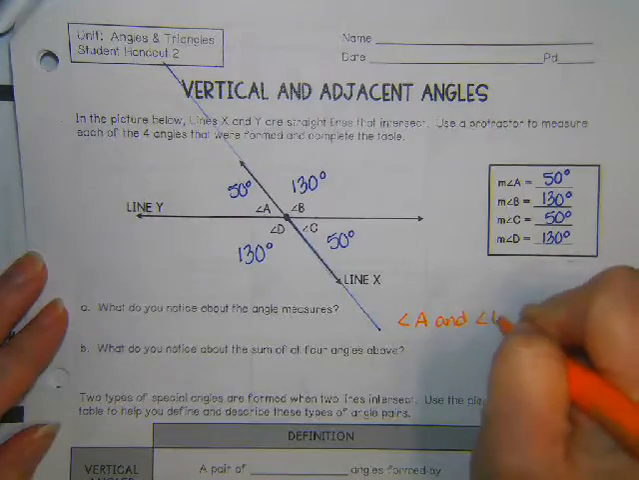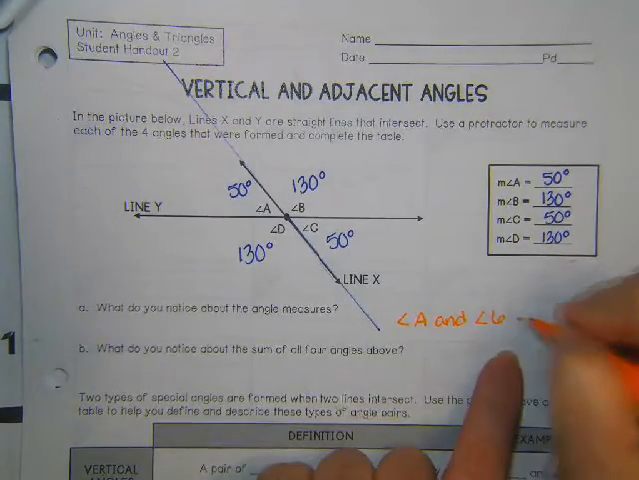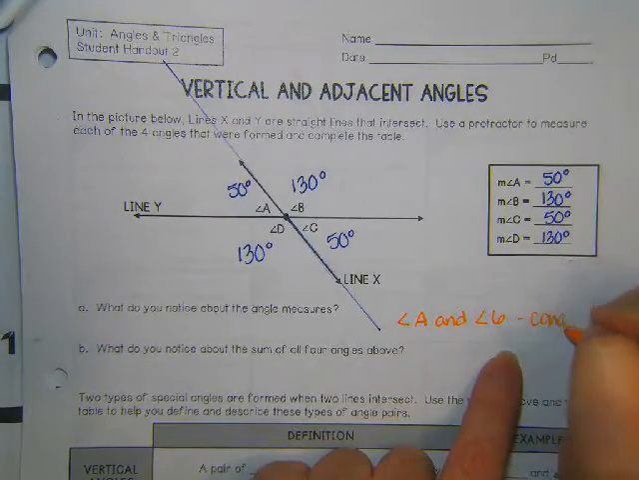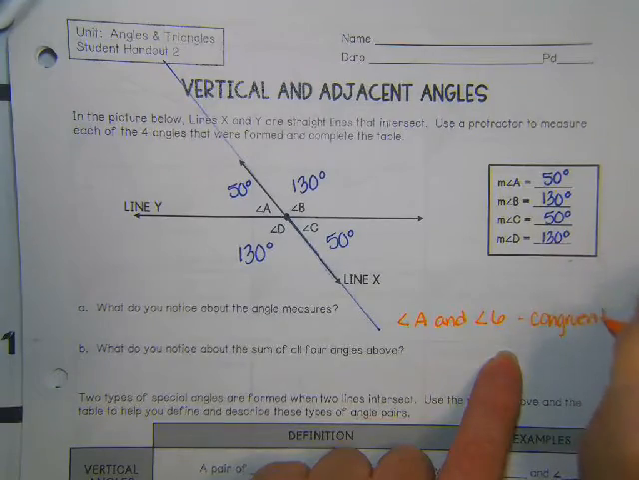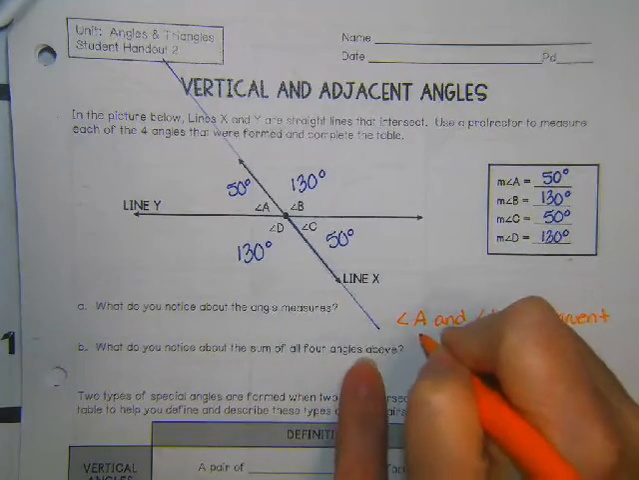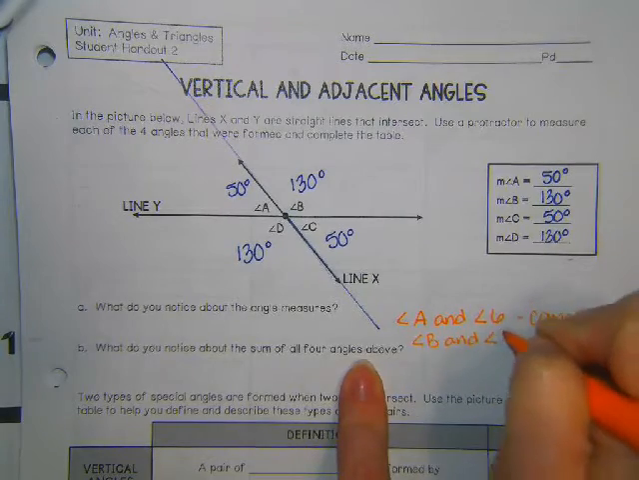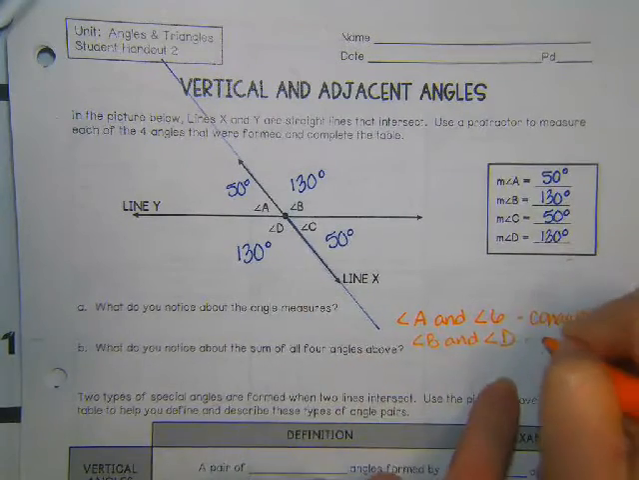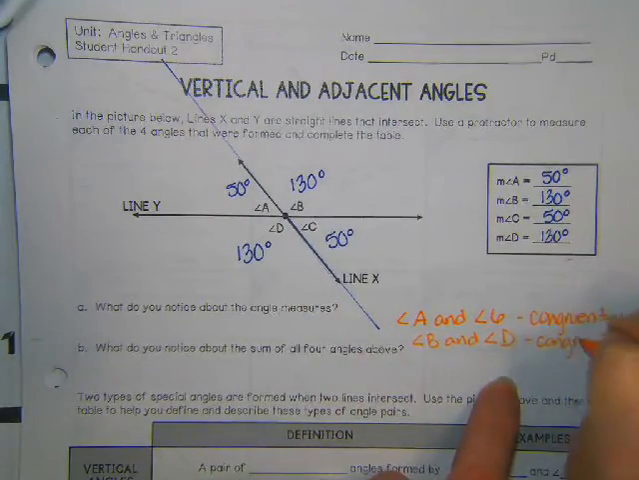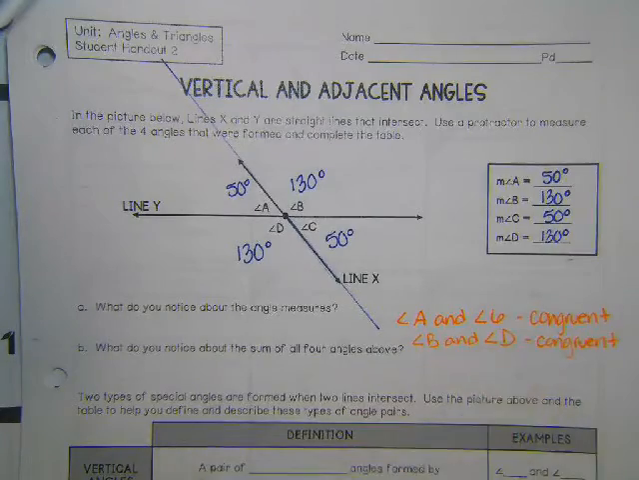Angle A and angle C, they're congruent, meaning they're the exact same degrees. They measure the exact same. If you were to look at angle B and angle D, they are also congruent, meaning they are the exact same degrees.